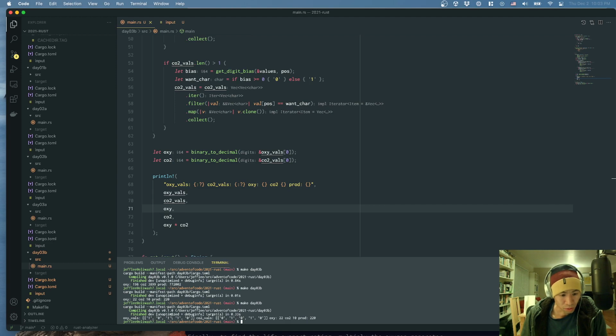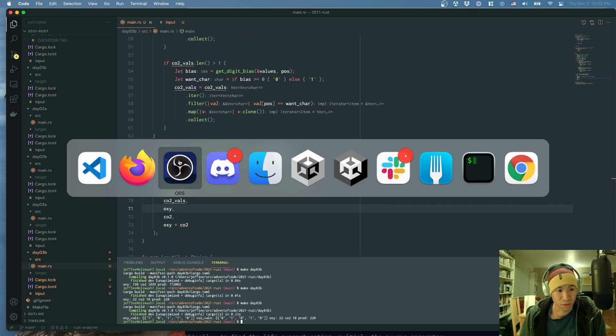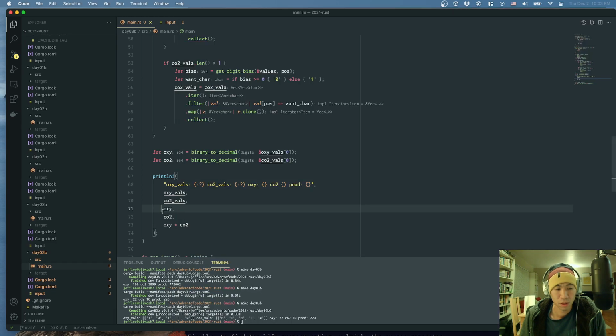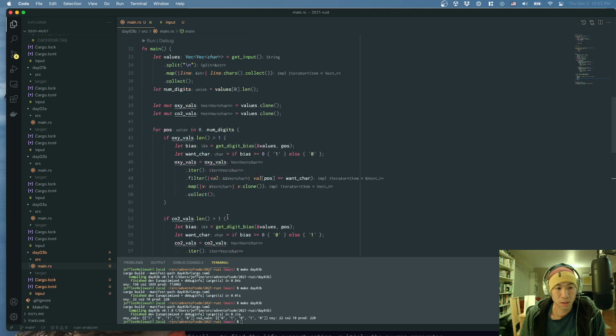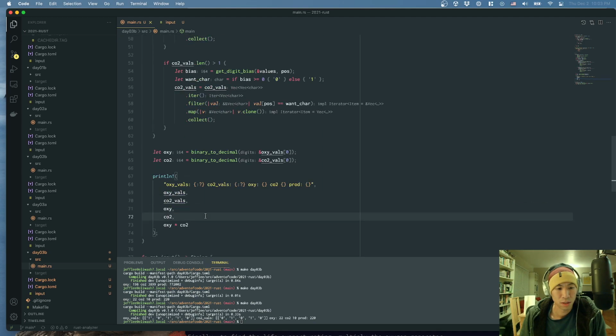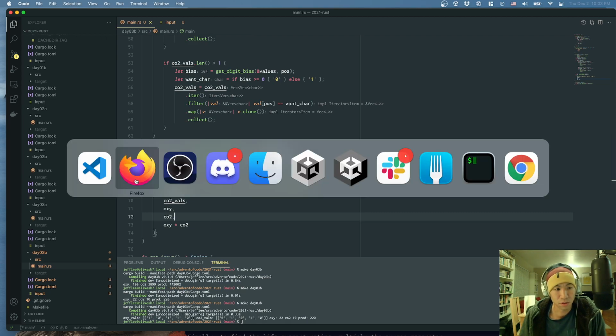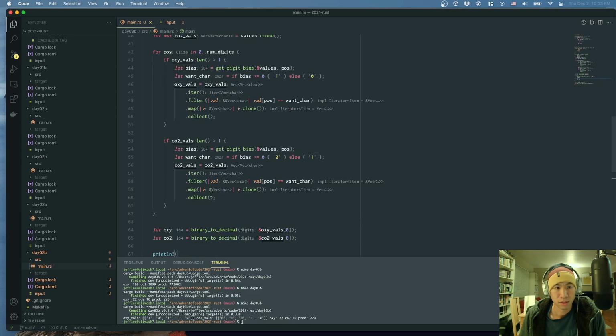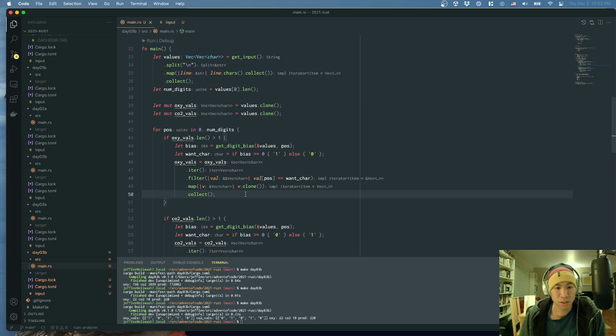1, 0, 1, 1, 0. So I think that's already wrong. It should be 1, 0, 1, 1, 1. Did we get CO2 right? I think we did: 0, 1, 0, 1, 0. Just alternating. So that makes me wonder, is there bad logic here?